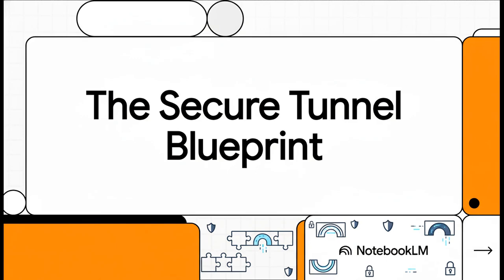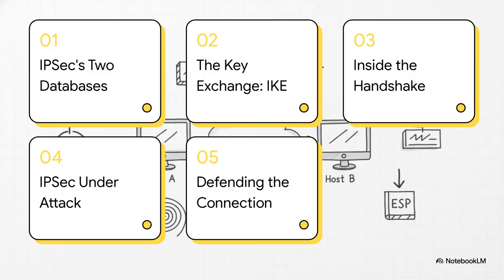Today we're going to build a secure digital tunnel, literally brick by brick, so you can see exactly how IPsec works under the hood to keep your data safe. So, here's our game plan. We'll start with the foundational databases. Then we'll get into the protocol that does the building, called IKE. We'll zoom in on the actual handshake process, and then, the fun part, we'll see how it holds up under attack and how to reinforce it.